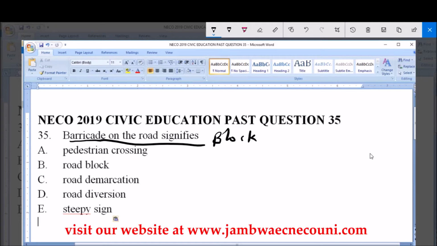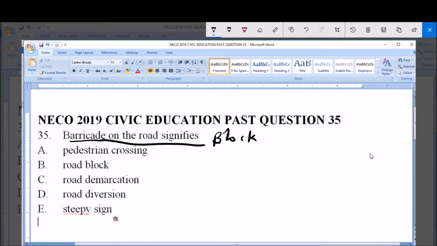A. Pedestrian crossing. B. Roadblock. C. Road demarcation. D. Road diversion. E. Steeply signed.